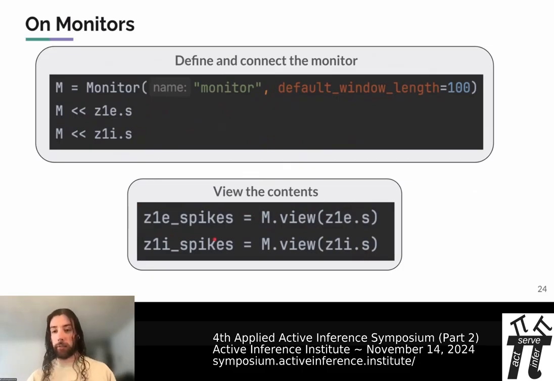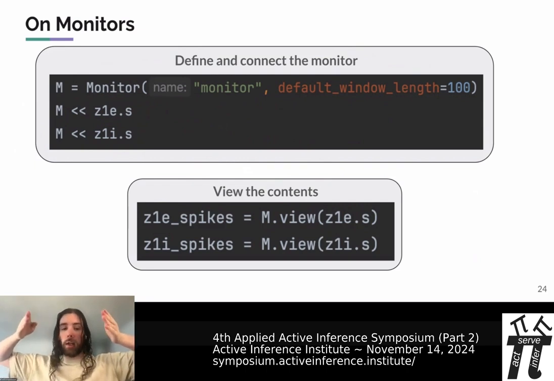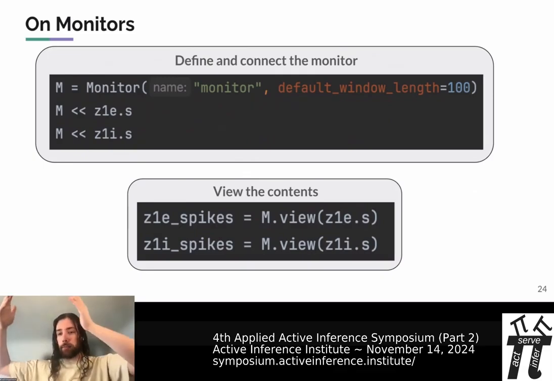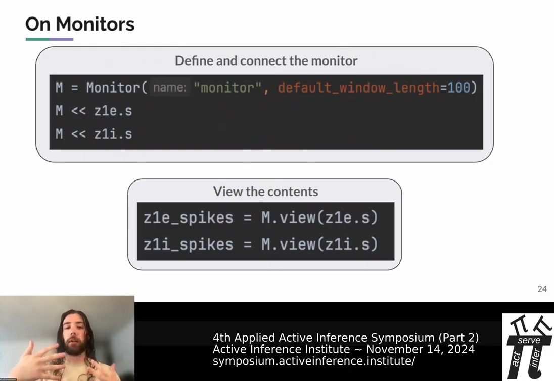So if Z1E has 10 neurons in it, it will produce 1 by 10 sets of neurons. Basically just 10 spikes, either zeros or ones. And so as it goes through, the output of the monitor will be 100 by 10, because that'll be all of the spikes for all 100 time steps. And so that gets us the ability to look at the internal states of the models as they're running, and after they have run.